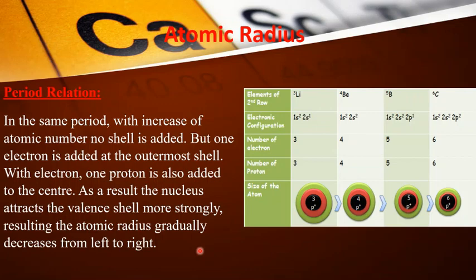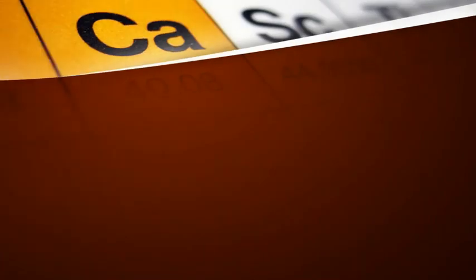Atomic radius gradually increases from top to bottom and atomic radius gradually decreases from left to right. No exception is there. It is a regular change.